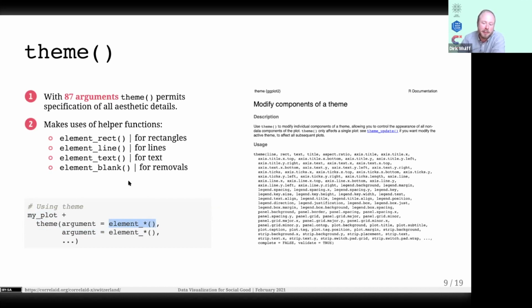And the appropriate helper function, for instance for the plot background, since it is sort of a rectangle, will be element rect. If we try to control, for instance, how lines are presented, for instance, the lines that we use to plot the data, or lines such as the axis, then we use element line. If it's about text, we use element text. And if we want to remove an element, we can use element blank.